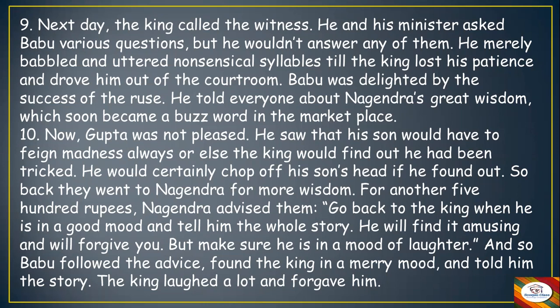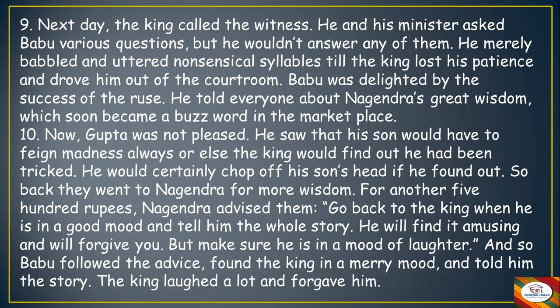He became very famous in the marketplace, that he has very good wisdom and he saves people with it. Now Gupta was not pleased. He saw that his son would have to feign madness always, or else the king would find out he had been tricked. Father was not happy with this because he thought, now my boy will have to be like a mad person each and every time.